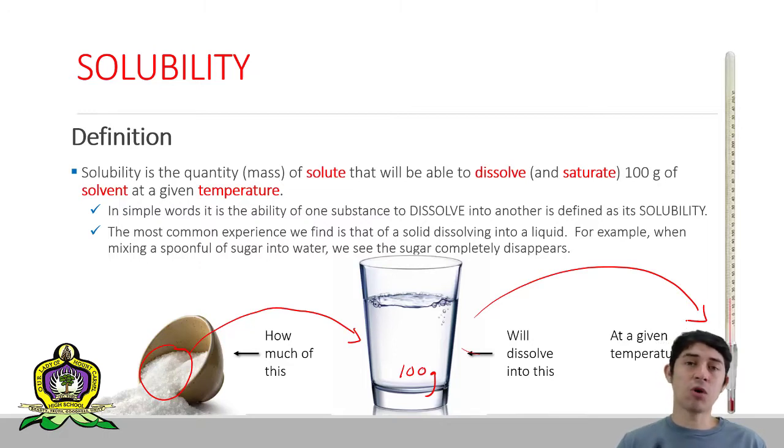Very simple. Now go back to the definition, try reading it, pause the video, and then try to make sense out of it. Please take note of those words that are in red. For example, solute, dissolve, saturate, solvent, and temperature. What do they really mean? These are technical terms that we will utilize, so I will ask you to remember the definitions.